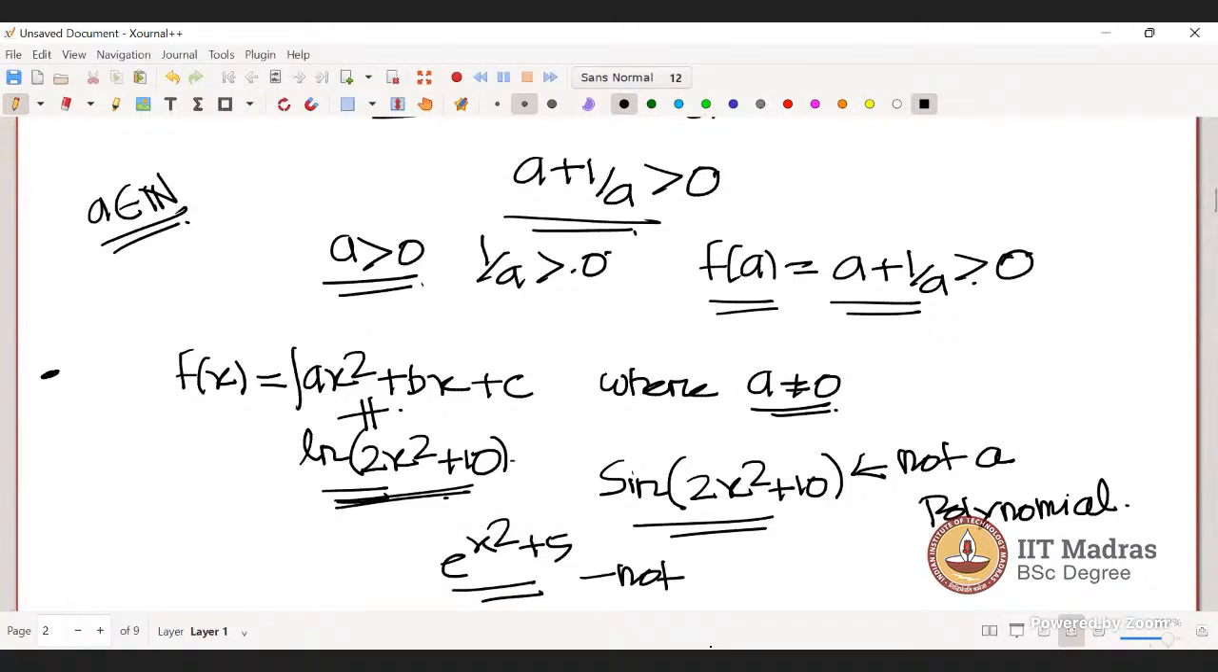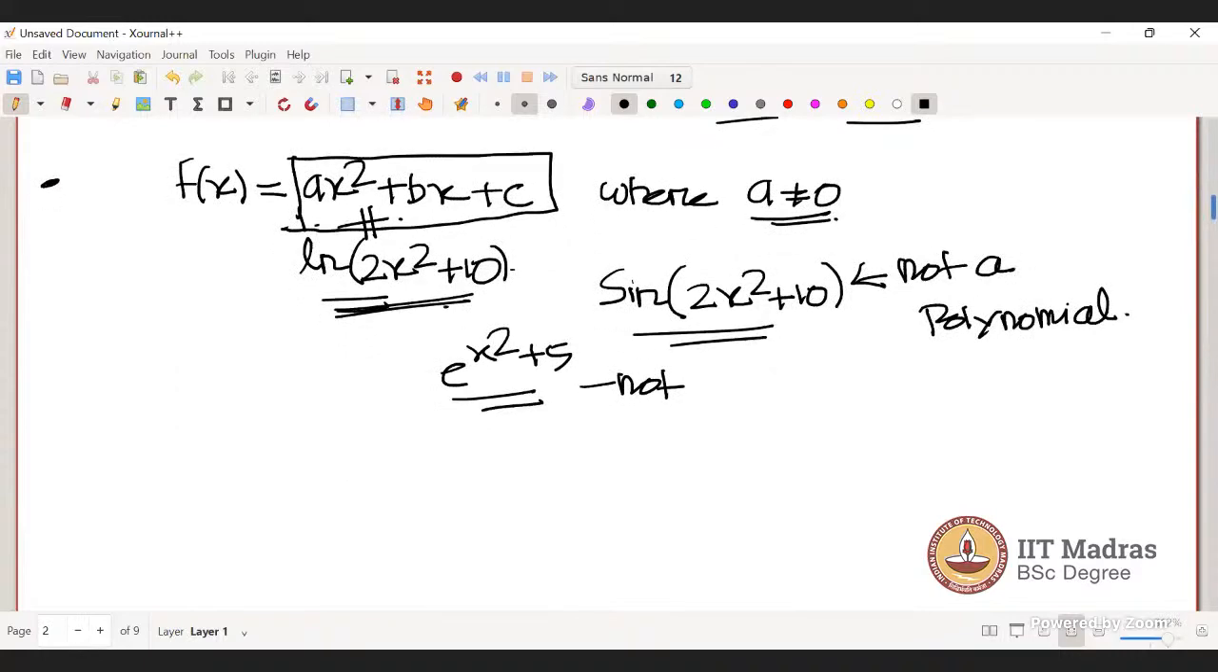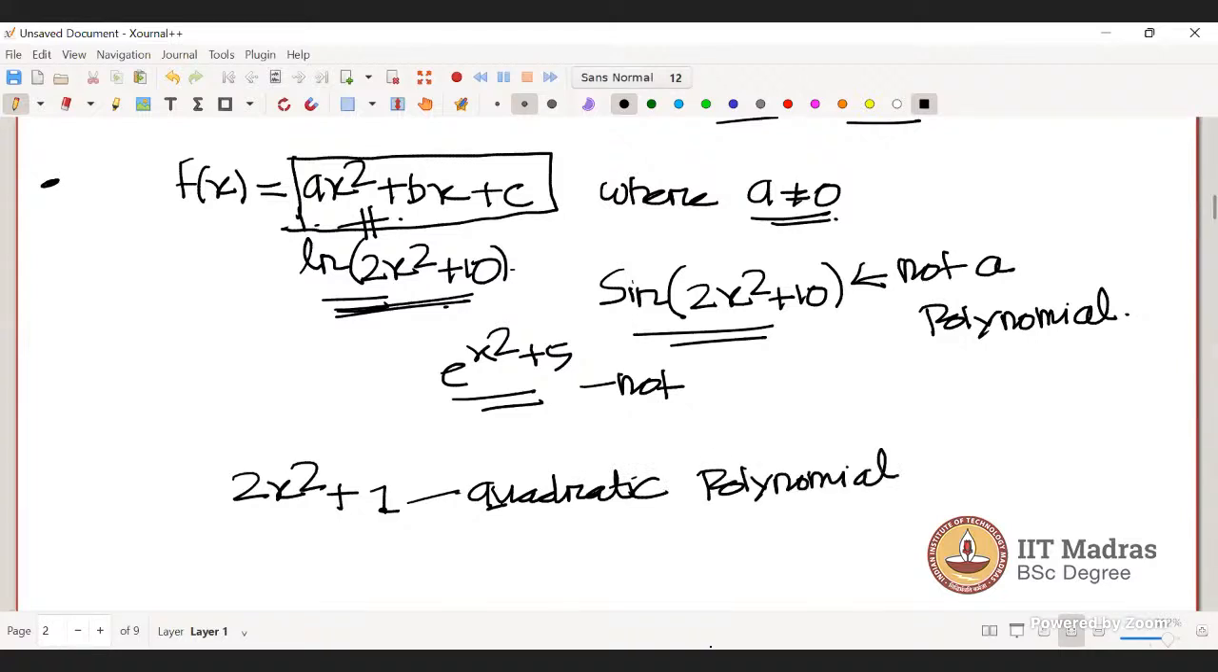If the function is exactly in this form, then I can say that my function is a polynomial function, like the quadratic function. For example, 2x square: if my function is in this form, then I can say that it's a degree 2 polynomial, it's a quadratic function. If my function is ln x square plus ln x plus 5, no, that is also not a polynomial function.